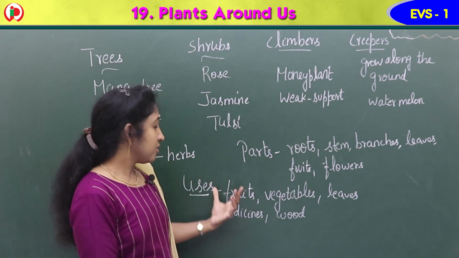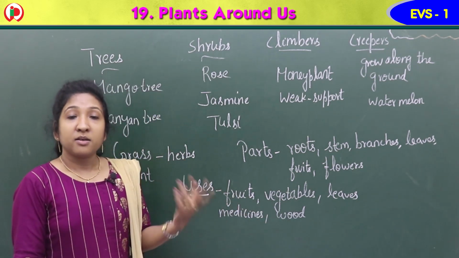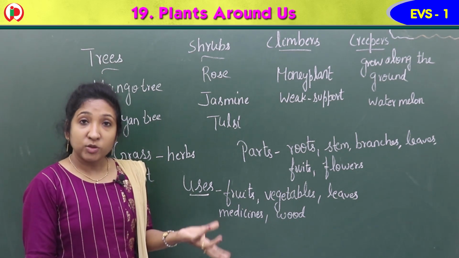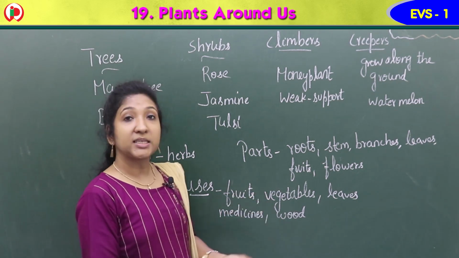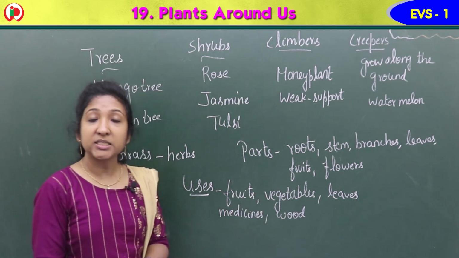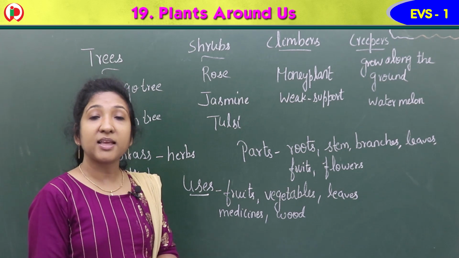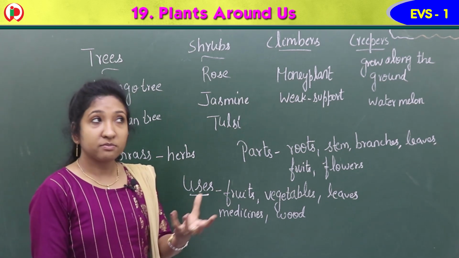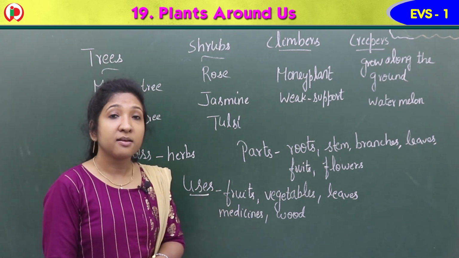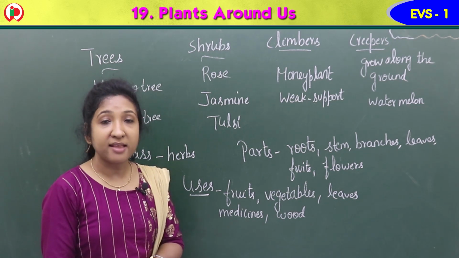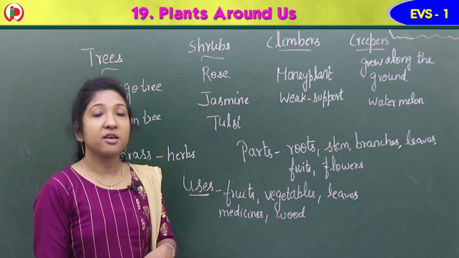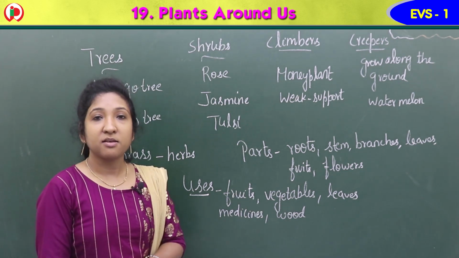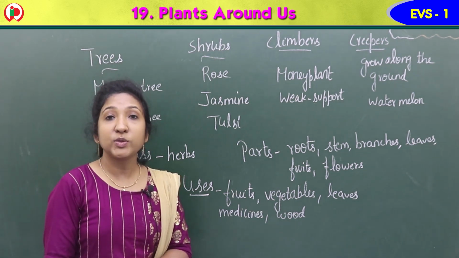So plants are useful to us in many ways. They give us fruits and vegetables, and leaves of plants we eat. Trees give us medicine and wood. From plants we get wheat, and from wheat we make chapatis. So these are the uses of plants.